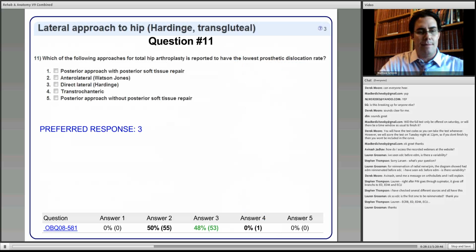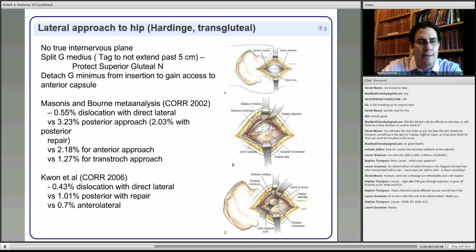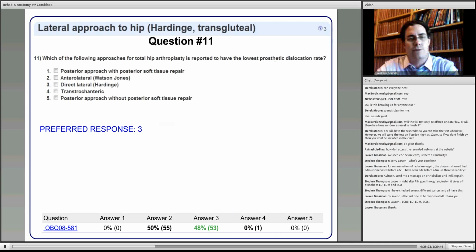Looks like about half the people got that right. The other half of people chose the anterolateral. And again, as I quoted from the literature, it was slightly higher with anterolateral. So to this day, it still remains that the lateral approach has the lowest reported rates of prosthetic dislocations.